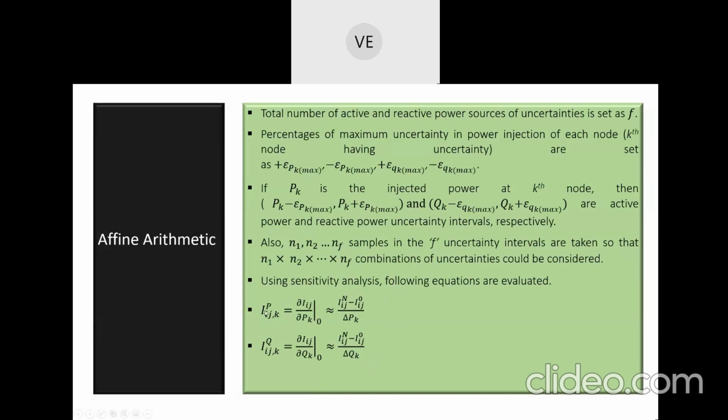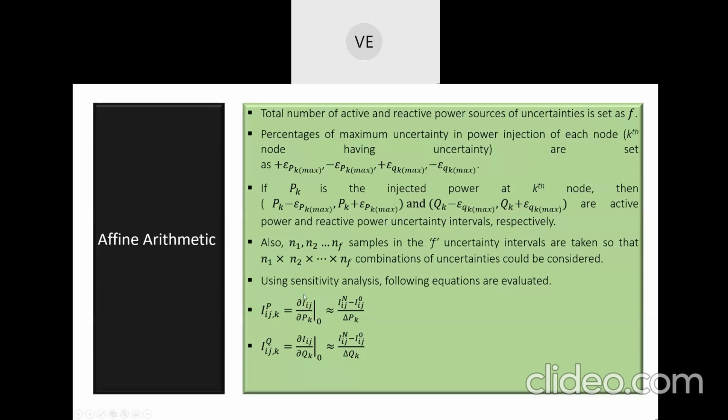IIJ-PK is the line current IIJ because of the uncertainties in power injection at the kth node. So dou IIJ by dou PK. Whenever there is a change in the kth node active power injection, what is the change in IIJ? This is the sensitivity of line current with respect to nodal power injection uncertainties at the kth node. Now, similarly for reactive power injection uncertainties also, IIJ is affected, right? IIJ KQ.